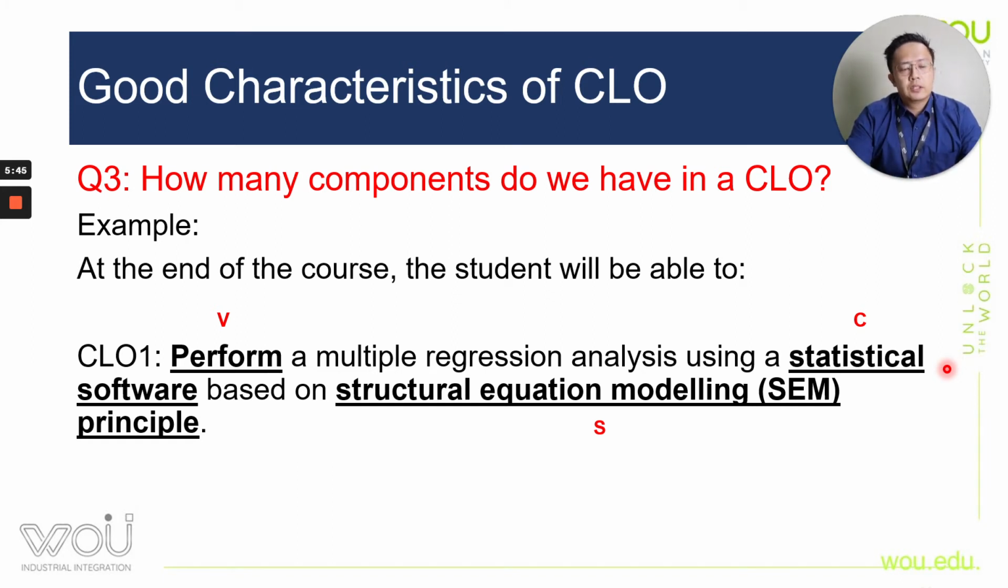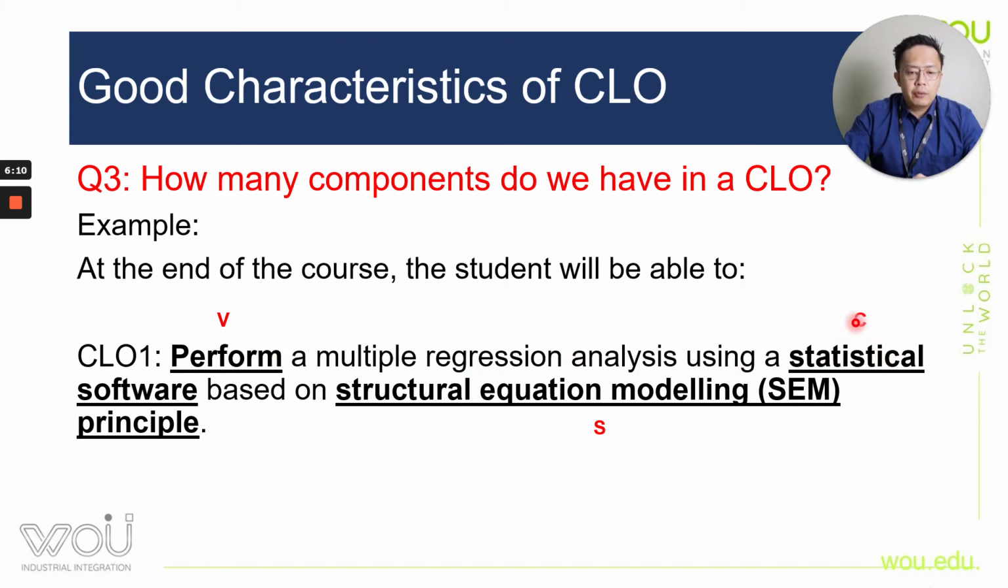So this CLO means that at the end of the course, the students will be able to perform a multiple regression analysis using a statistical software based on structural equation modeling principle. Okay, so you can see that this CLO will be a good CLO where it has all the three components together. V, which is the perform, the action verb.